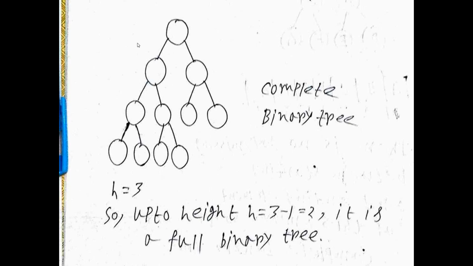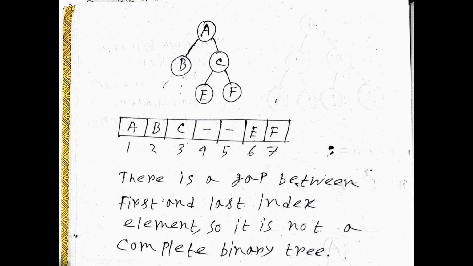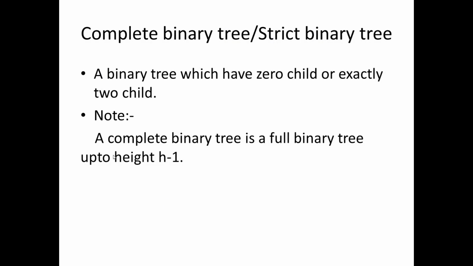If you check level by level, first level, second level, third level, fourth level, yes, after the last there is no node, no problem, because level by level are filled up. This is a complete binary tree. That means there is a property of a complete binary tree. A complete binary tree is a full binary tree up to height h minus 1. Keep in mind, this is a short note.